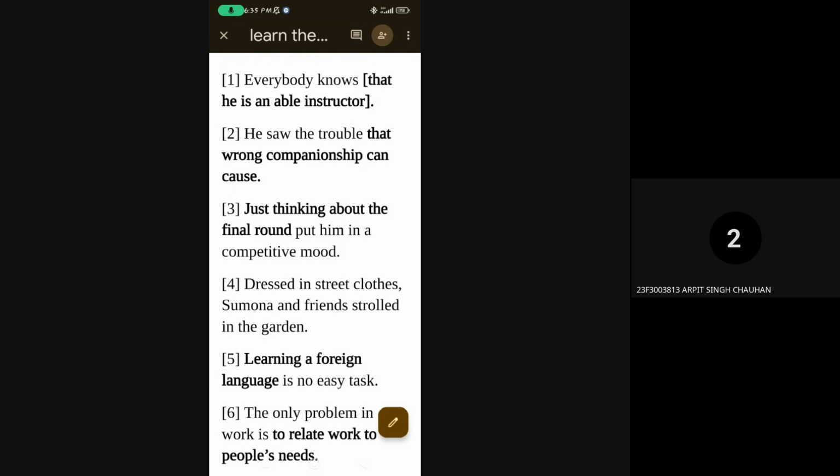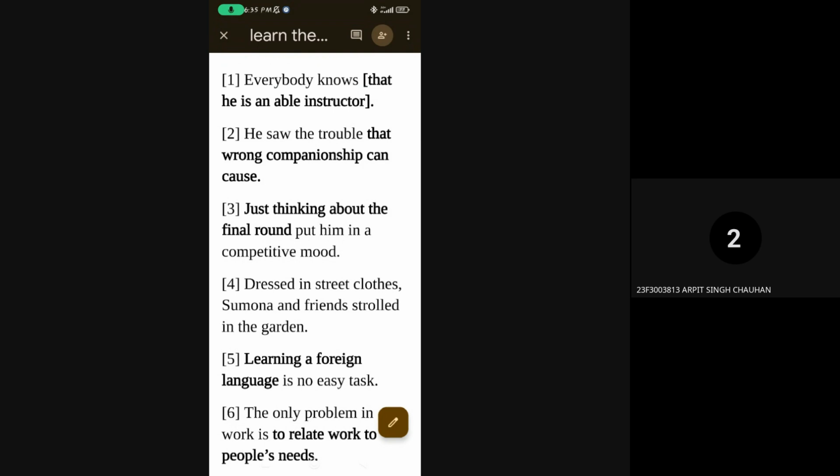Adjectival clause. Why is this an adjectival clause? You're right. It describes the trouble. Correct. See this: you have the subordinate clause that wrong companionship can cause. And what is it related to? It is related to the noun, the trouble. It is giving you additional information of what kind of trouble, trouble that wrong companionship can cause. So this is an adjectival clause, right? Because the noun, the trouble, is being described.